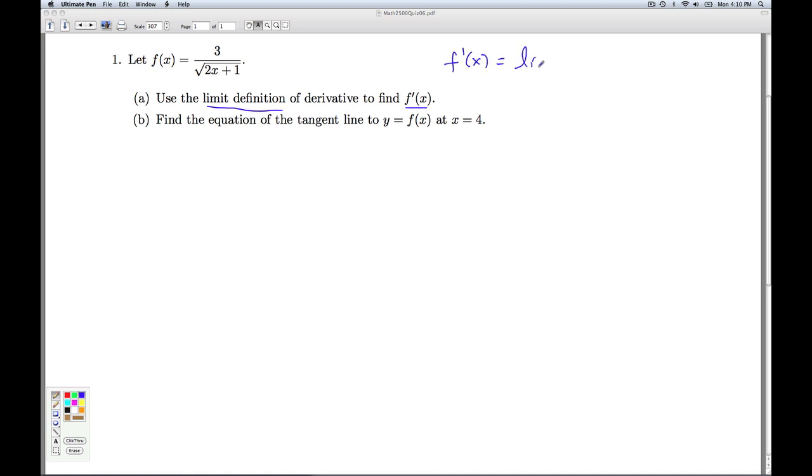f prime of x is the limit as delta x goes to 0 of f of x plus delta x minus f of x, over delta x, provided this limit exists. So what we need to do is compute this difference quotient and simplify it enough so this delta x in the denominator cancels out. That's our first goal here, to simplify the difference quotient.